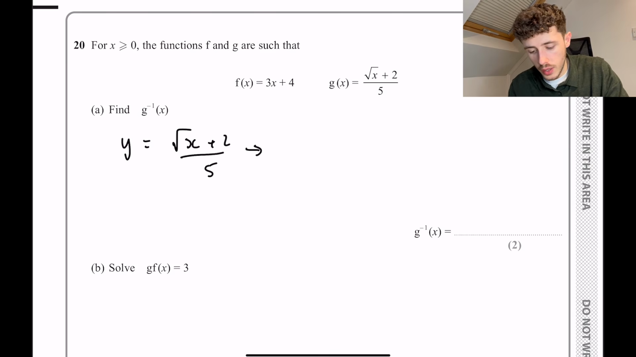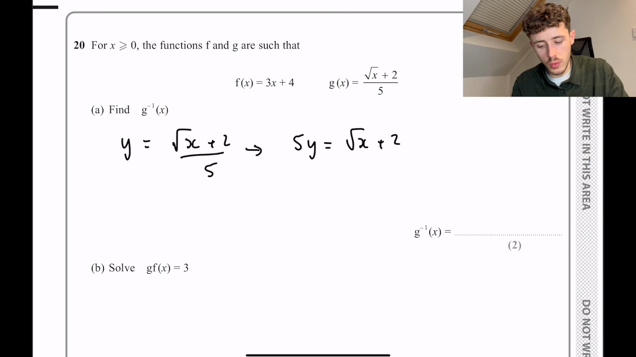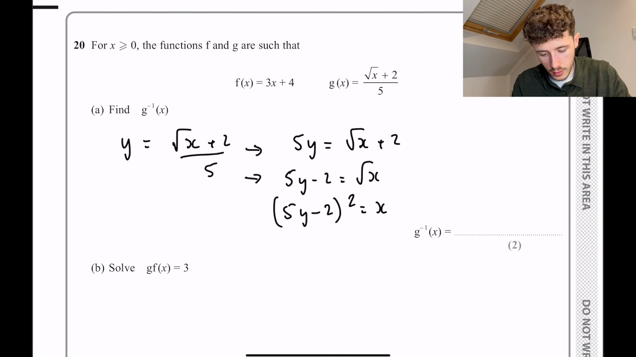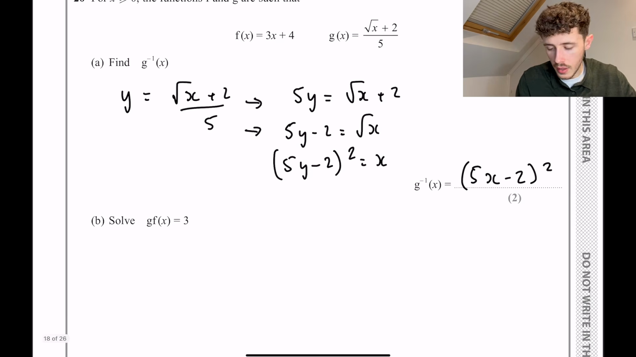So straight away we can multiply by 5, so 5y equals root x plus 2. From there we take away 2, and then simply square both sides to get x on its own, leaving us with this. And then at the end of it, you just substitute back in the x where the y is and the y where the x is. So your final answer is going to be 5x minus 2 all squared.